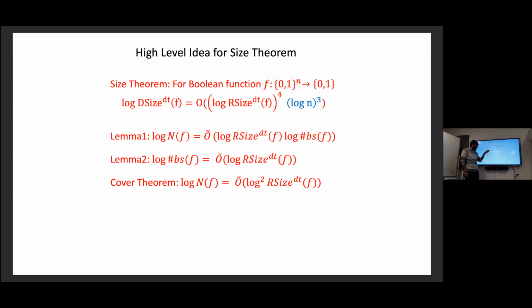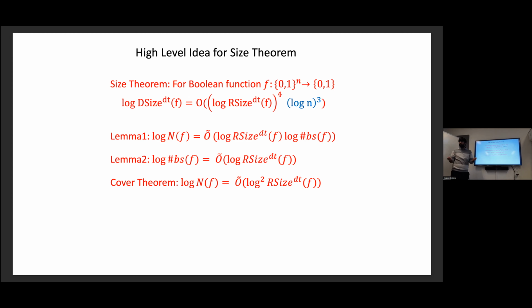In one step we say that if the block number is large, then definitely the log of randomized size is going to be large. But in the other direction, it is not true. If the log of block number is small, then you cannot say that the log of randomized size is small, because we just saw an example.